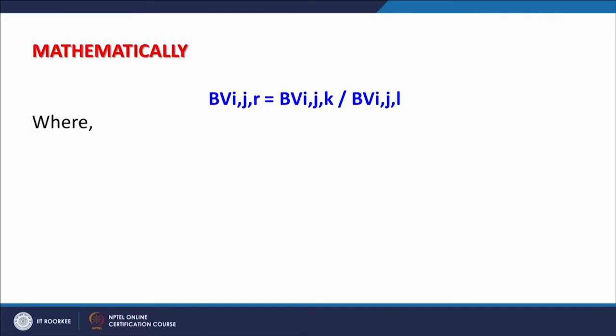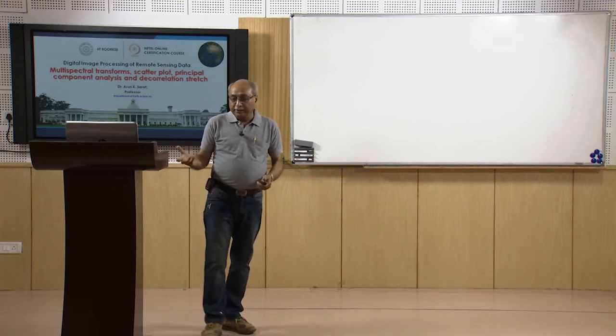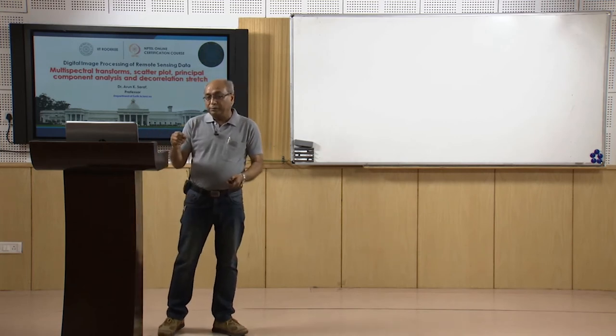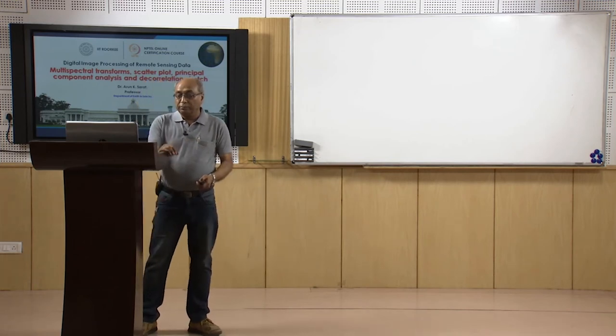Mathematically, if you look, BV_ijr equals BV_ijk divided by BV_ijl. In this, BV_ijk is the brightness value at the location line i, pixel j, in band k of the imagery. That means band 1, in this case k equal to 1, we can consider. Each pixel, basically this division will be made pixel by pixel. So that is why the locations of both pixels are given in these two bands k and l, and the output band is the ratio image, denoted here as r. BV_ijl is the brightness value of the same location in band l. The corresponding pixel will be divided, this one has to remember.